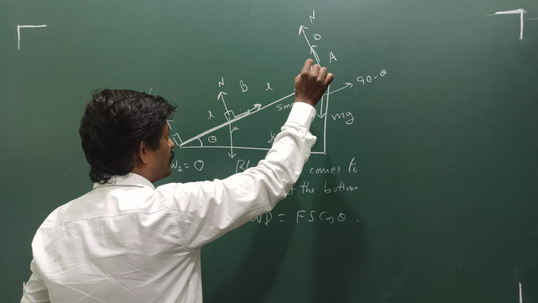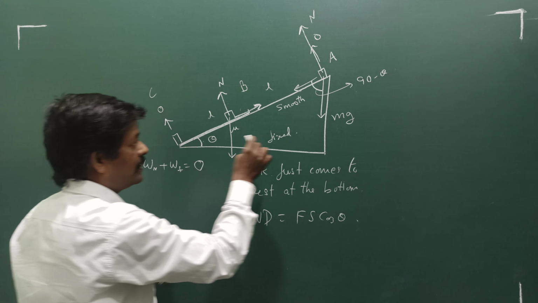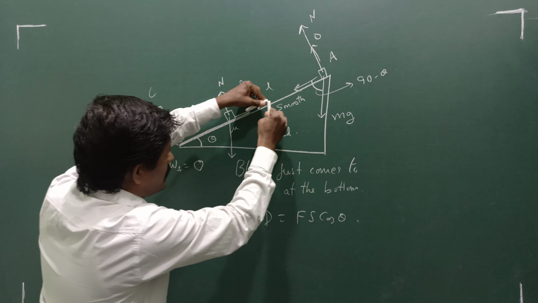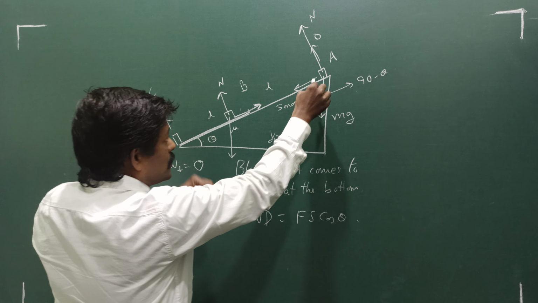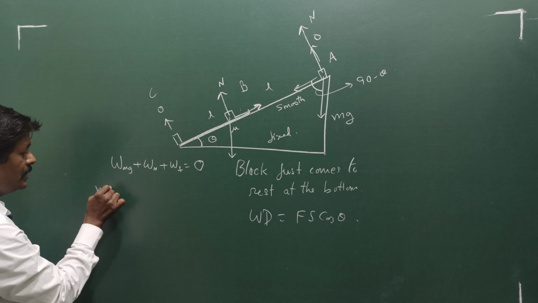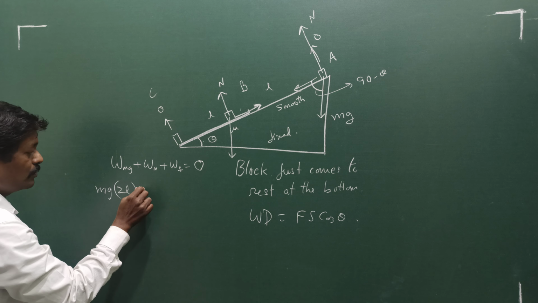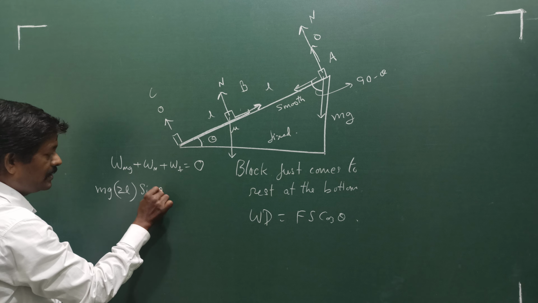We are taking the motion from A to the end, that is C. So work done by mg: mg into displacement 2L into cos of the angle between them, cos of 90 minus theta, that is sin theta. So I have mg into 2L into sin theta, force into displacement into cos of 90 minus theta.